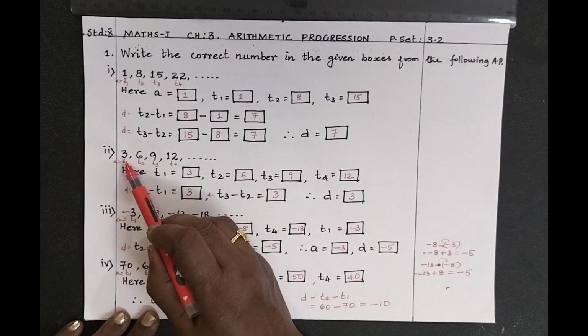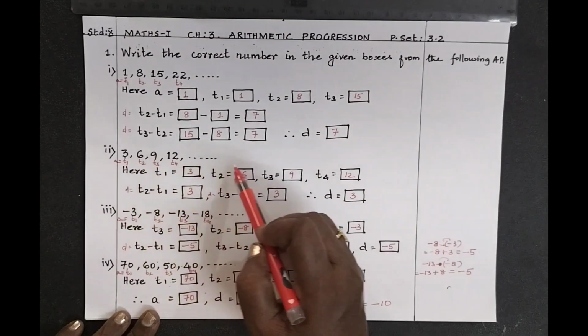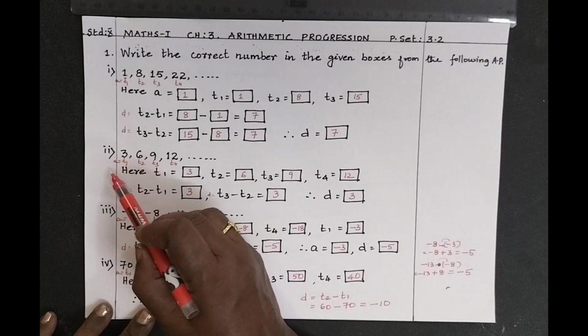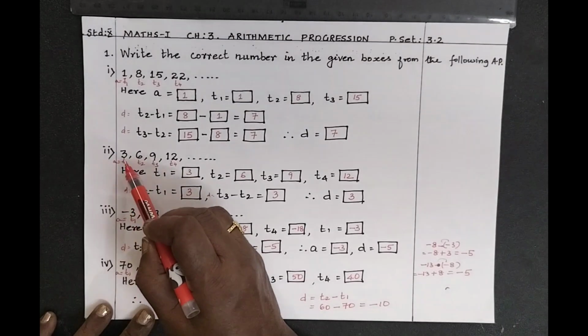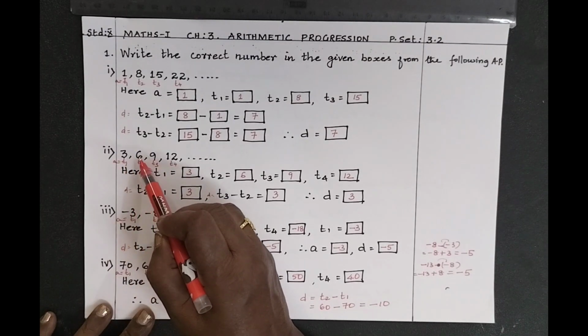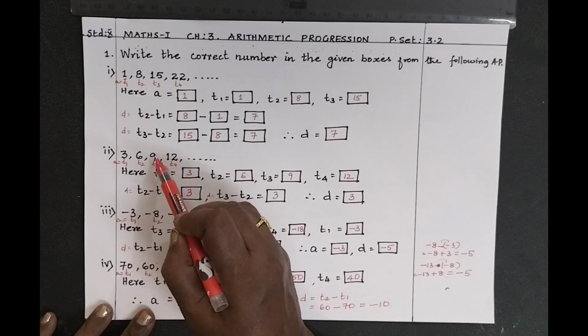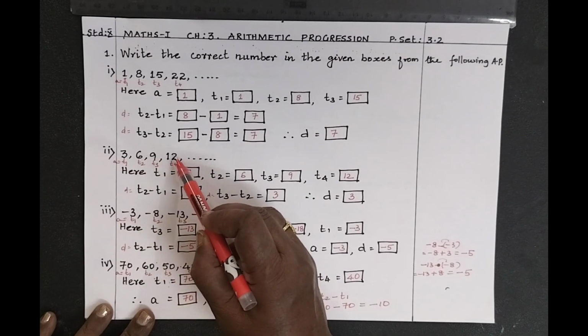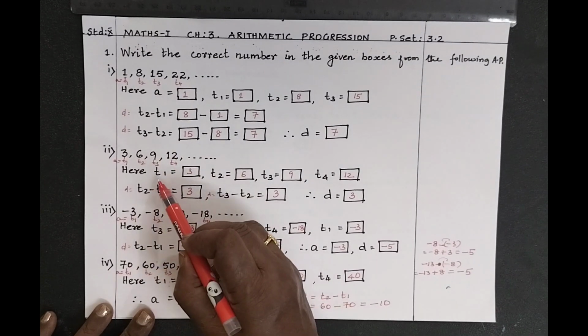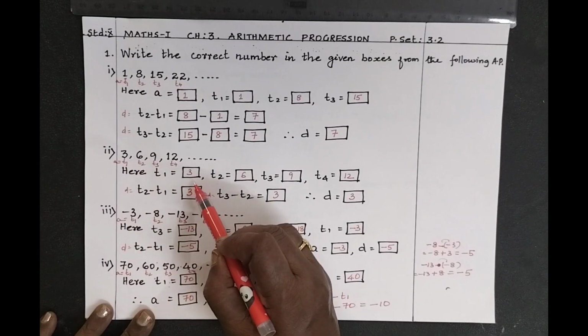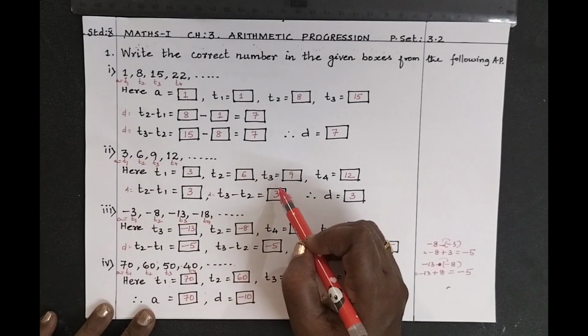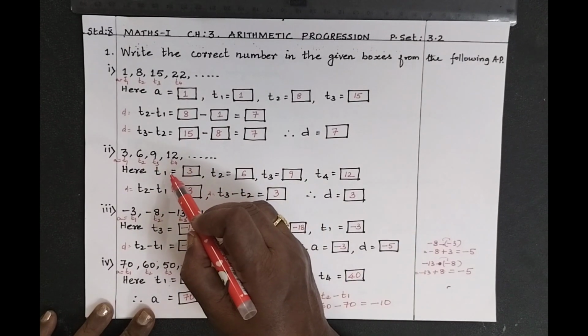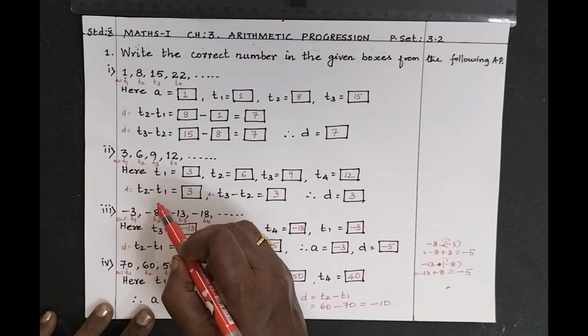Second sum 3, 6, 9, 12, etc. So 3 is the first term, that is A and T1 is 3. T2 is 6, second term. T3 is 9, third term. T4 is 12, fourth term. So T1 is what? 3. T2 is 6. T3 is 9. T4 is 12.